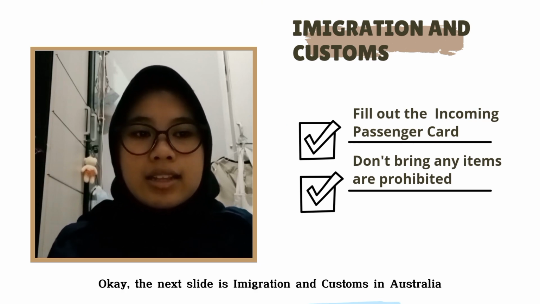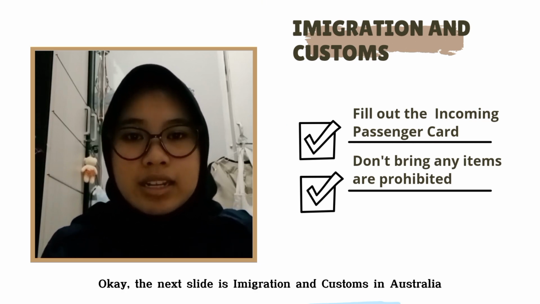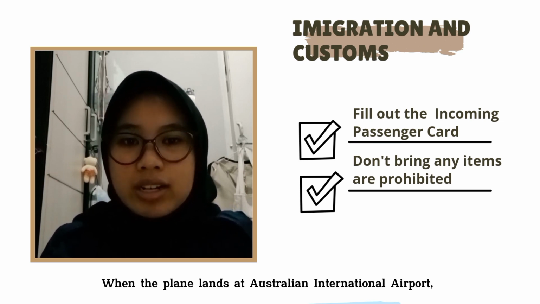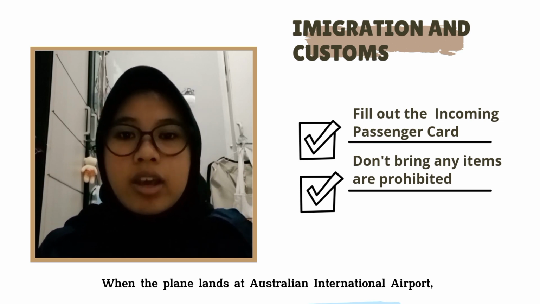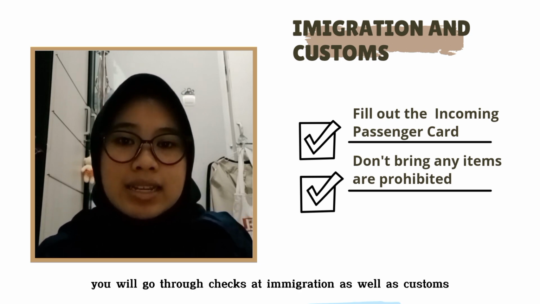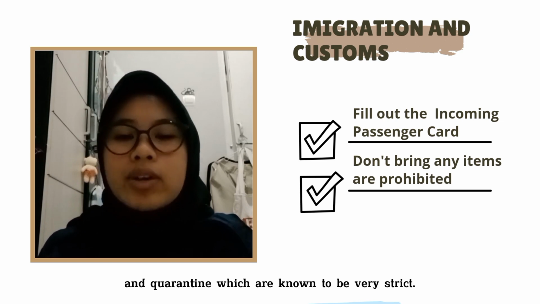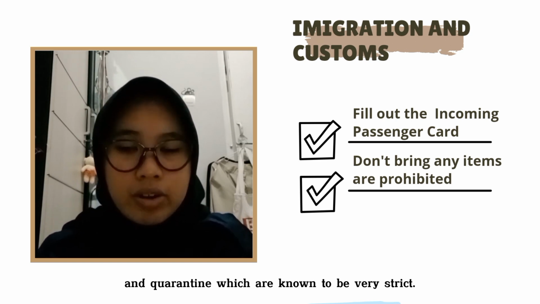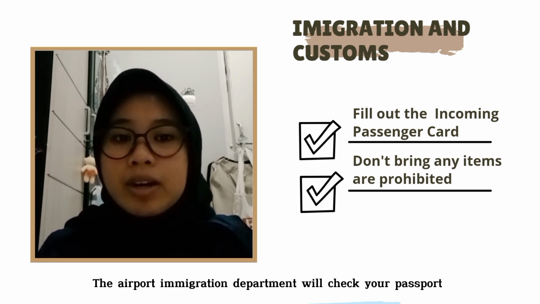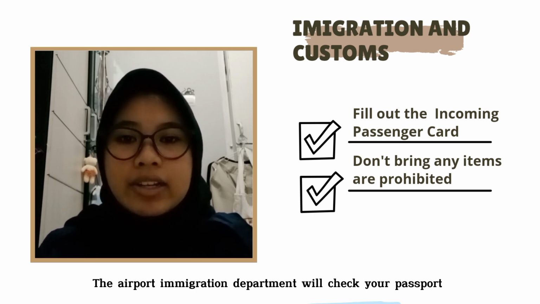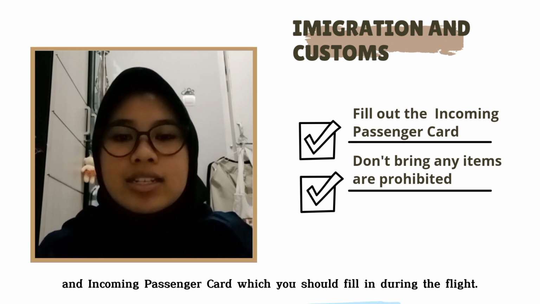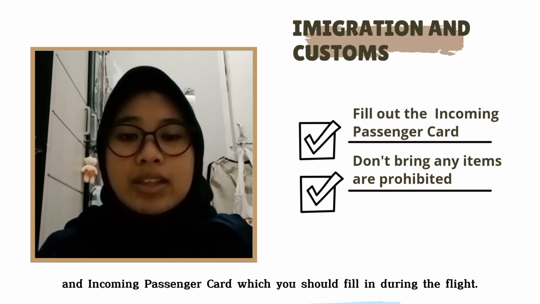Okay, the next slide is immigration and customs in Australia. When the plane lands at an Australian international airport, you will go through checks at immigration as well as customs and quarantine, which are known to be very strict. The airport immigration department will check your passport and incoming passenger card, which you should fill in during the flight.